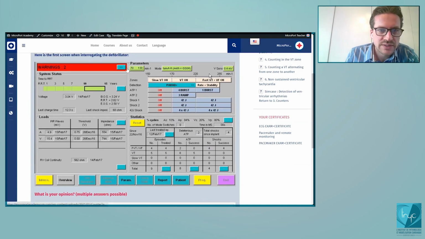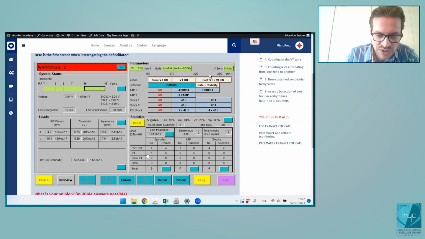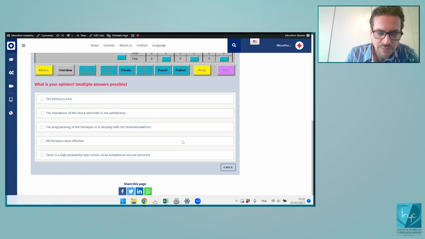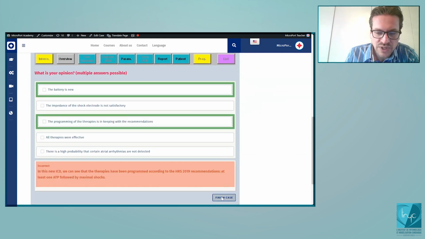Just put it in the middle like this. And now we see that there are some warnings. Well, this has to do with the episodes which have been filling up this table. We see here episodes in the VT zone and episodes in the VF zone, which have been treated. If we look at programming, it's a bit similar to the first case, with the zones a little bit different, but still a VT zone with some bursts, ramps, and then maximum output shocks. So let's check out one of those episodes.